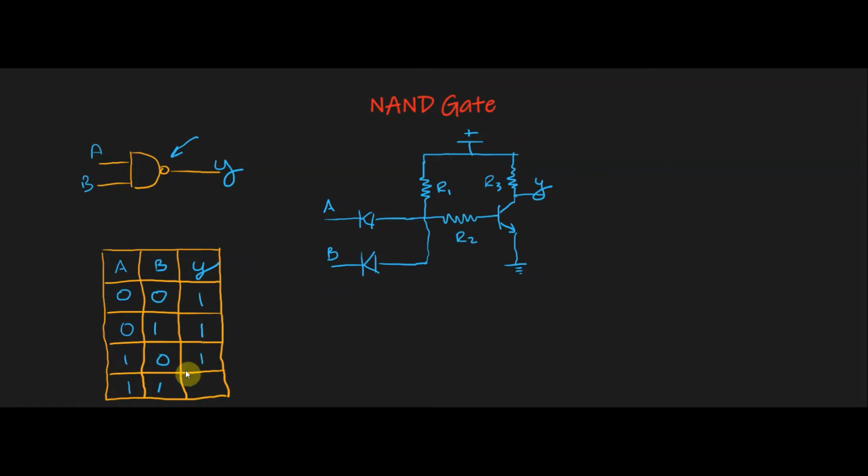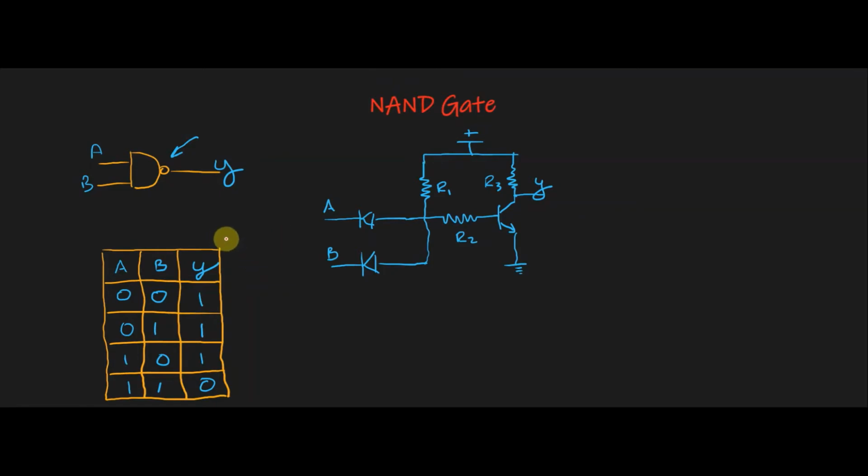But for a 1, 1 on our inputs, or a high and a high, that will give us a high at this node, which will then turn on our transistor. Our transistor will conduct, and if our transistor conducts, it pulls our output low. Therefore we get a 0 on our output.